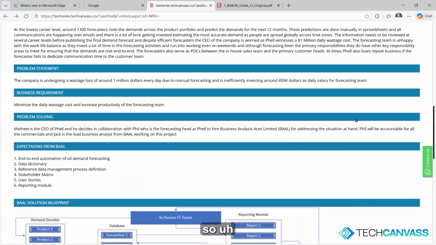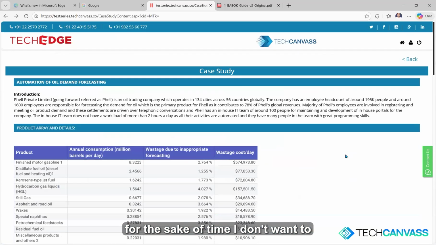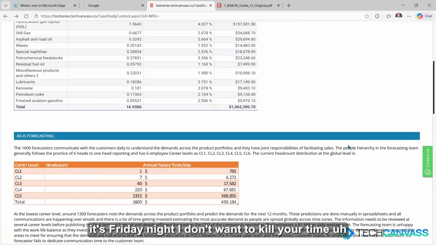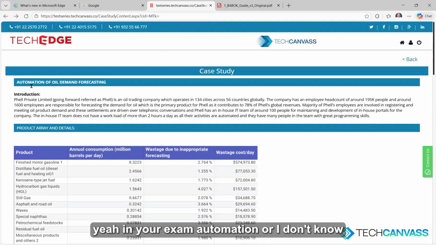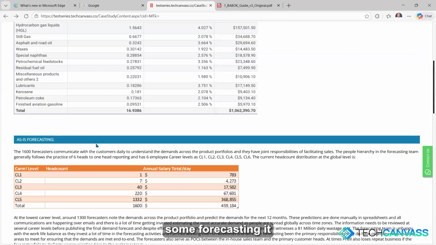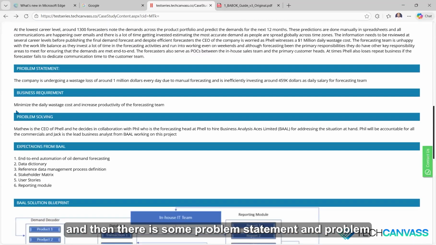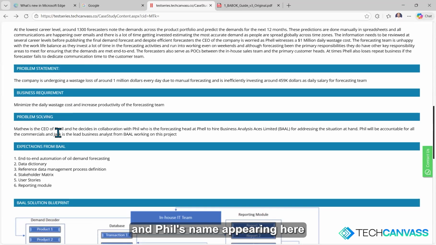For the sake of time, it's Friday night, I don't want to kill your time. You'll get these kinds of things in your exam: automation and then some kind of grid, some forecasting. And then there is some problem statement and problem business requirement, and you will see Phil and Phil's name appearing here. They have deliberately chosen this name just to confuse you guys, okay? Phil and Phil. So this is where the crux of the problem is. Read this carefully and then tell me what your answer is.